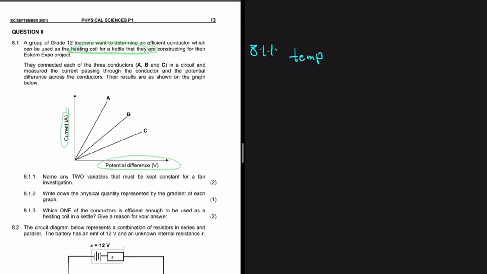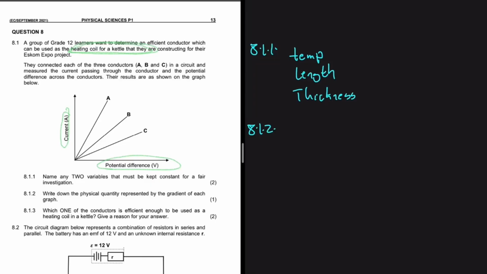Another factor you need to keep constant is the length of the conductors. If the length is not kept constant, then it's no longer a fair test, because the length of a conductor actually affects the resistance, right? And then another factor you want to keep constant is the thickness. And then 8.1.2 says write down the physical quantity represented by the gradient of each graph.